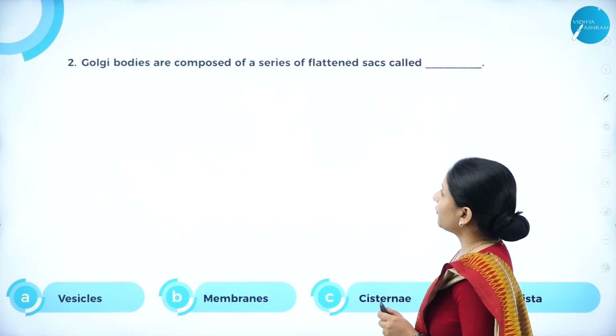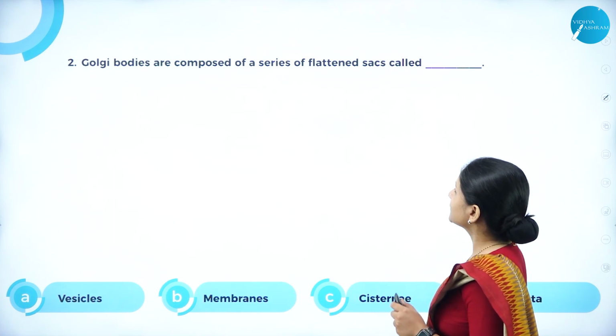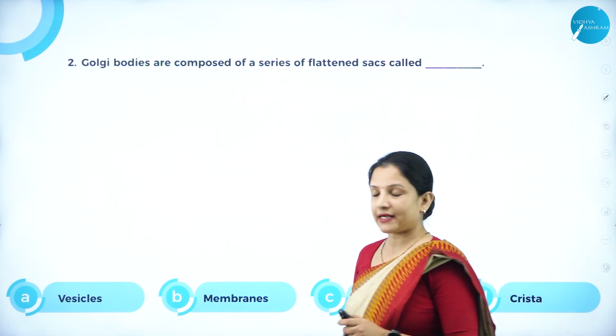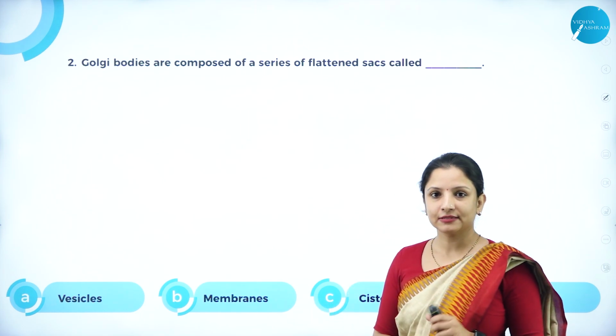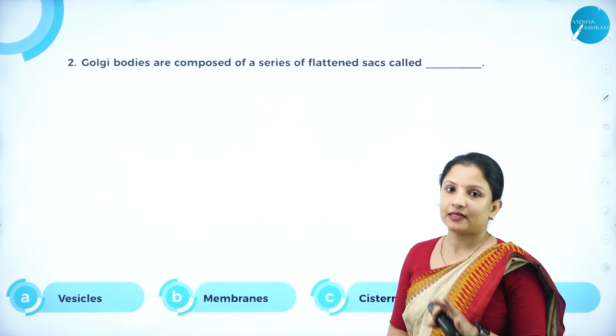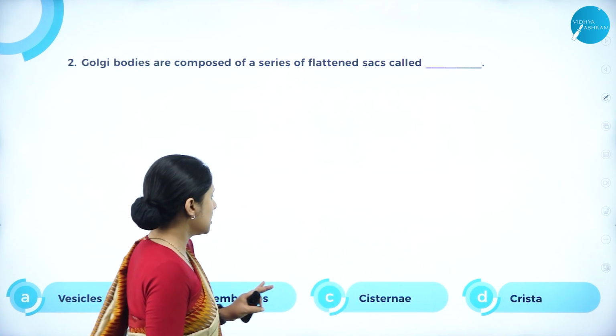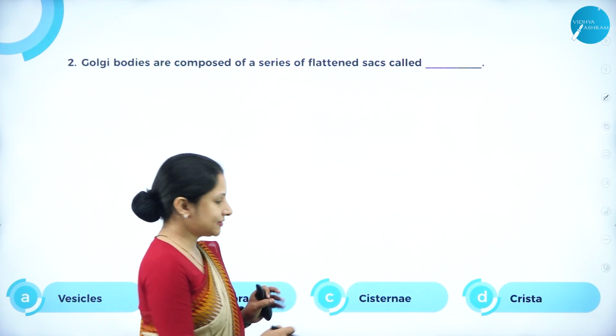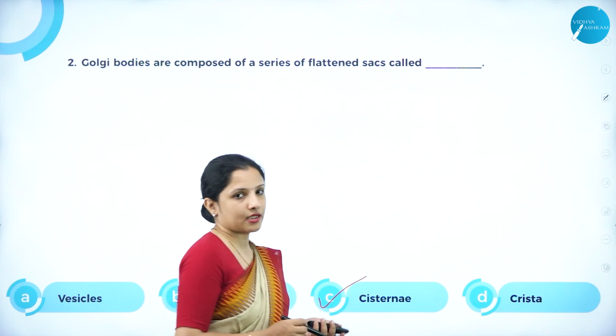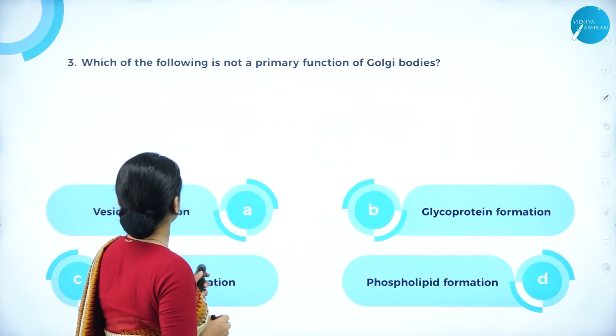Next question. Golgi bodies are composed of a series of flattened sacs. So what are the flattened sacs called? Are they called vesicles? No. The packaged materials that are there, they are called vesicles. Are they called membranes? No, membranes are coverings. Cisternae? Yes, they are called cisternae. So option C is the right answer here.